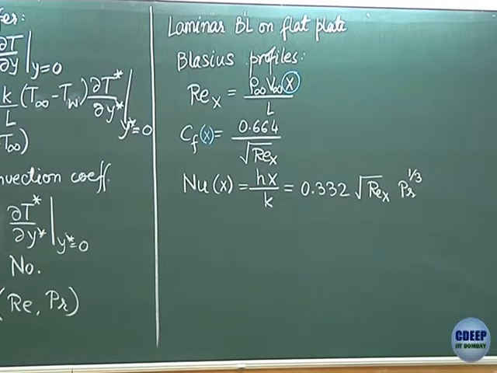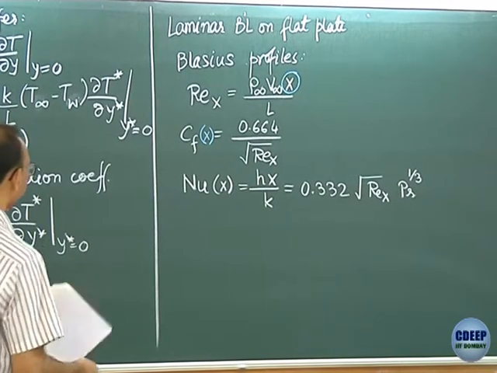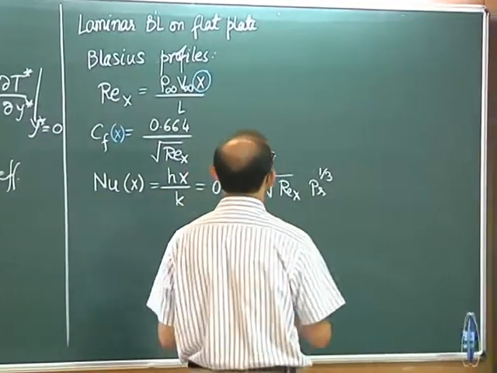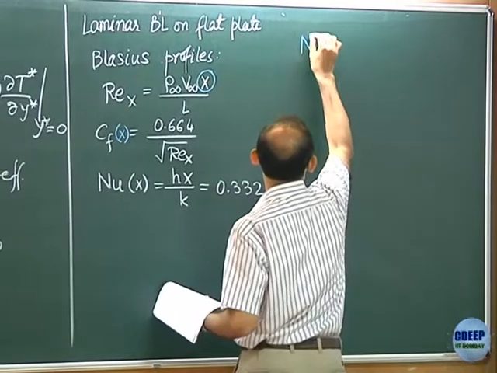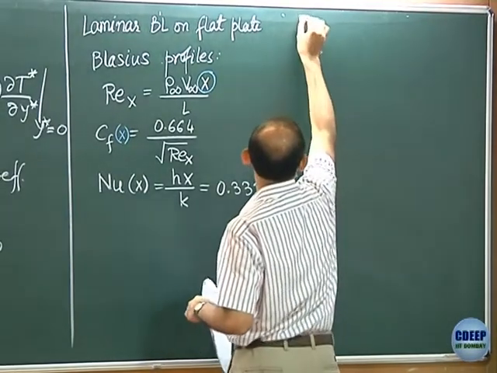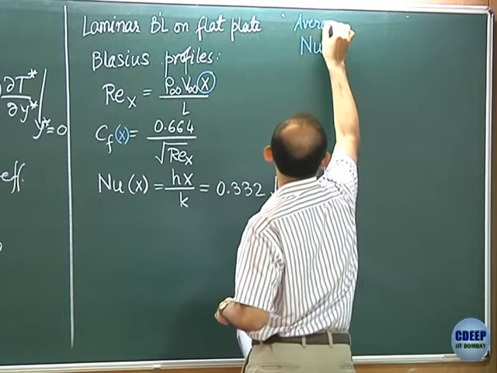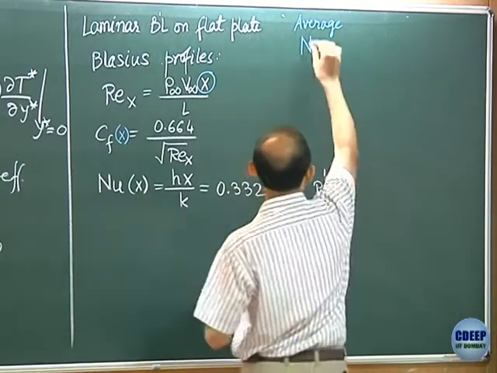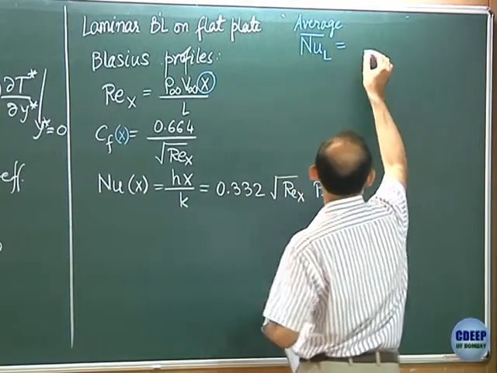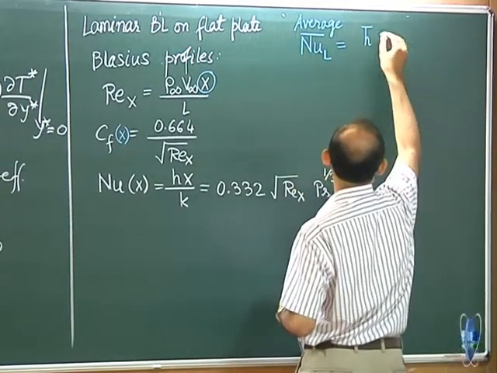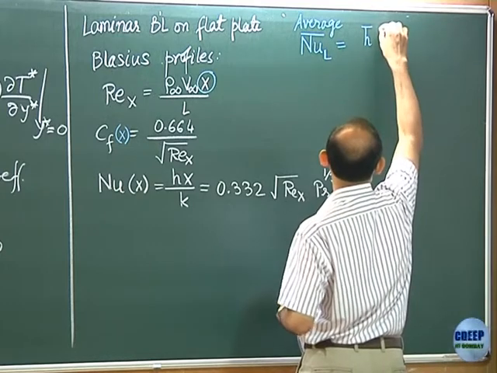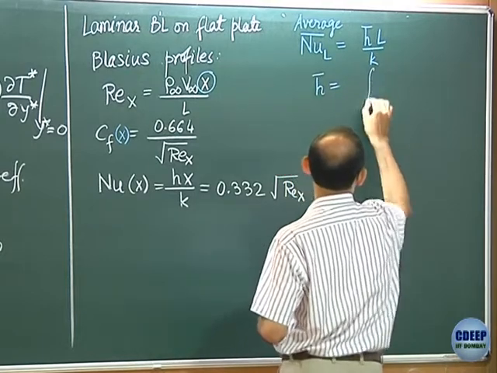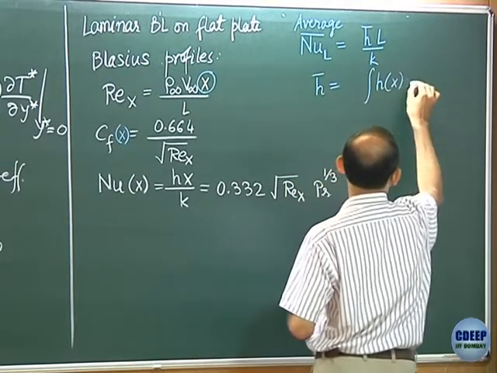There is one more Nusselt number where a slight modification that is usually more useful is an average Nusselt number, based on the length of the plate, and we put a bar on top. It is defined in terms of an average coefficient of convection, h bar L by k. This h bar is an integrated version of h.